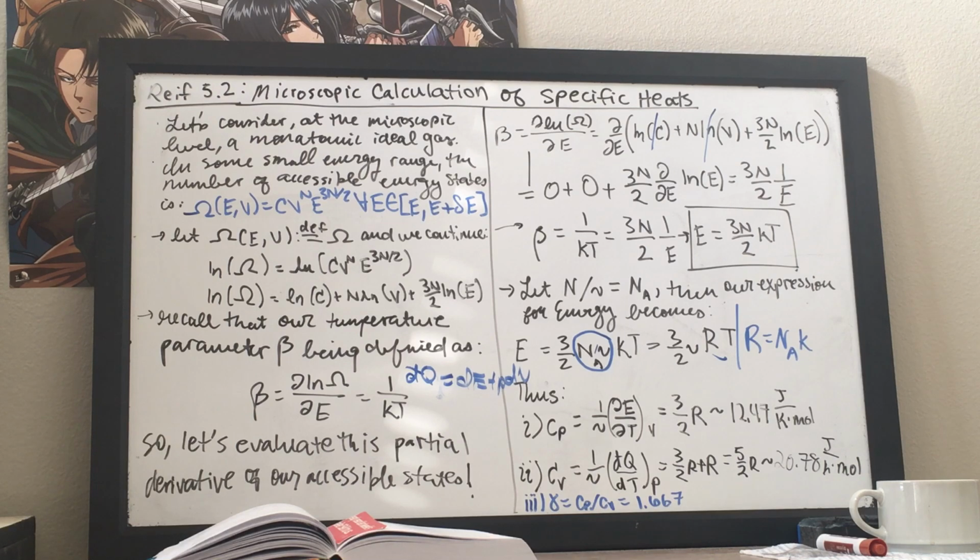But nonetheless, what we were able to do essentially is take the number of accessible states that we have and relate that to the energy of our ideal gas through the temperature parameter, and when we were able to do that, we could take some partial derivatives and total derivatives, and we were able to recover specific discrete values for the specific heats of our substances in terms of our ideal gas constant R.